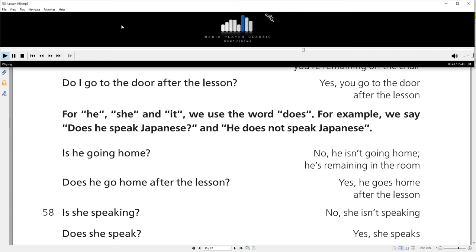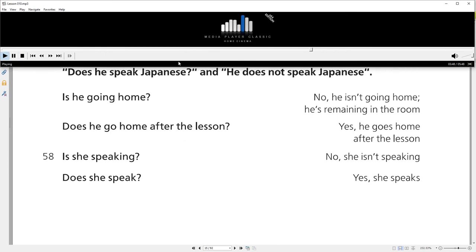Is he going home? No, he isn't going home. He's remaining in the room. Does he go home after the lesson? Yes, he goes home after the lesson.